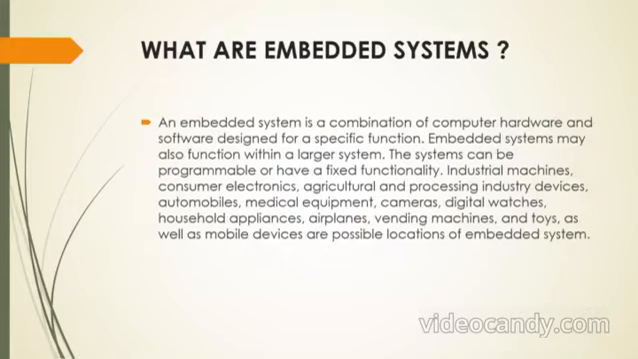An embedded system is a combination of computer hardware and software designed for a specific function. Embedded systems may also function within larger systems. The systems can be programmable or have a fixed functionality. Industrial machines, consumer electronics, agricultural and processing industry devices, automobiles, medical equipment, cameras, digital watches, household appliances, airplanes, vending machines, and toys, as well as mobile devices, are possible locations of embedded systems.